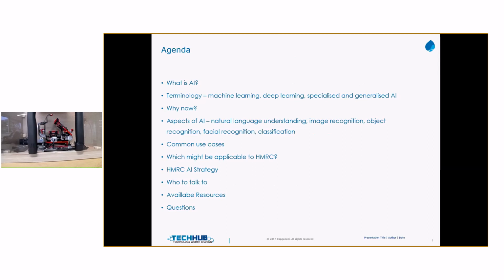Some different aspects of AI. Natural language understanding, that sort of thing. Common use cases that people use AI for. What sort of business problems do they solve with them? A little bit on the HMRC AI strategy, which some of you might have seen a presentation by Shailesh, which talks about that in detail, but I'll just touch on it a little bit. Some contacts and some resources if you're interested in finding out more.